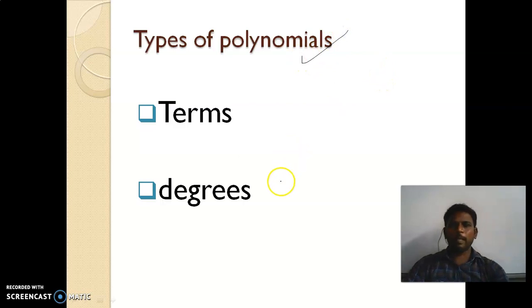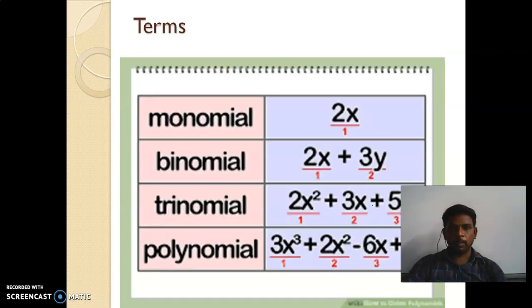Many types of polynomials are available. We can classify them according to the terms and also according to the degrees. According to the terms, you already know that. Look here: according to the terms, the polynomial can be classified into monomial, binomial, trinomial and polynomial, as it is in your algebraic expression. Look here. How many terms are here? Only one term, but 2 coefficients, 2 factors are there. They are in multiplication, so you can take it as only one term. So that is monomial.